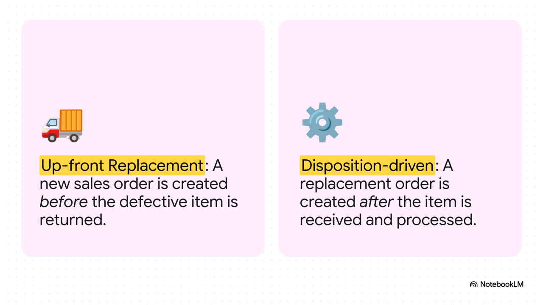The other way is a disposition-driven replacement. This is where the system waits until the returned item is back, inspected and processed before it automatically creates the new order. This is all about control and making sure everything is verified. There's no right answer. It just depends on what you want to prioritize.